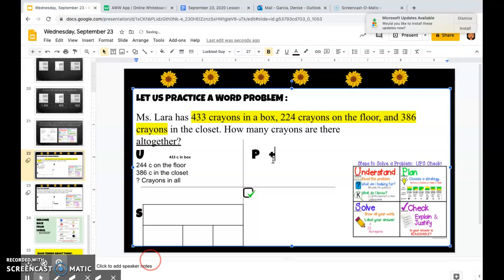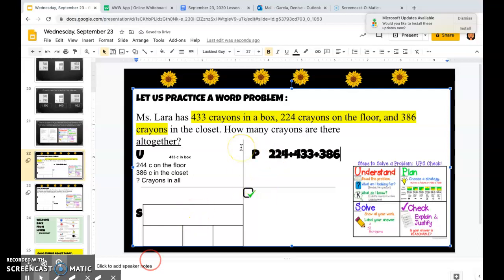Oop, that's an equal sign. So I'm going to add. And what am I going to add? Well, let's add the crayons on the floor, 224. Let's add the crayons in the box, 433. And let's add the crayons that are in her closet.